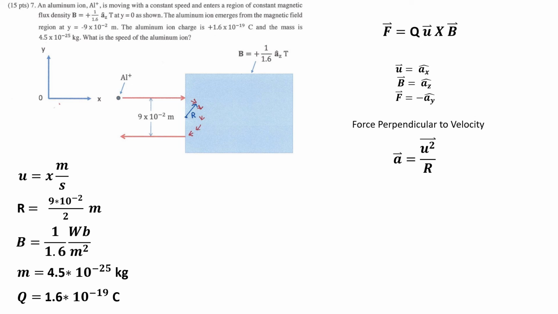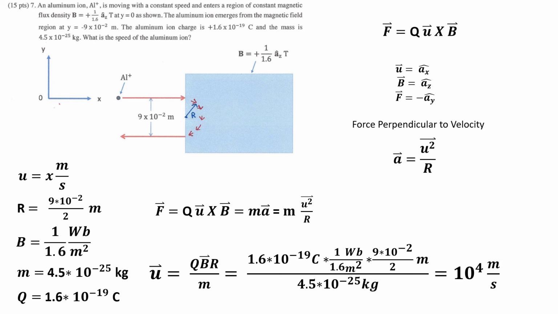Since there's a centripetal acceleration, we can say that the force that the charge experienced is the mass times the centripetal acceleration, which is the velocity squared over the radius, 9 times 10 to the negative 2 meters over 2. We can now simplify the equation and move all non-velocity variables to the right, and we get that the velocity is equal to the charge times the magnetic flux density times the radius divided by the mass. We can now plug in our values given from the problem, and we get that the speed is equal to 10 to the 4 meters per second.